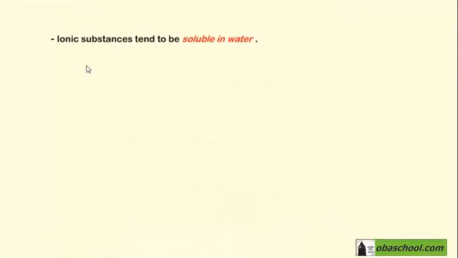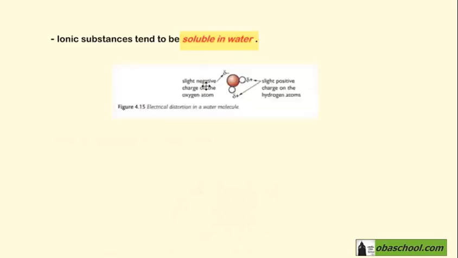The last physical property of ionic substances that we are going to explore is that ionic substances tend to be soluble in water. So, ionic substances can dissolve in water. This is the H2O molecule, and this figure shows the electrical distortion in a water molecule.